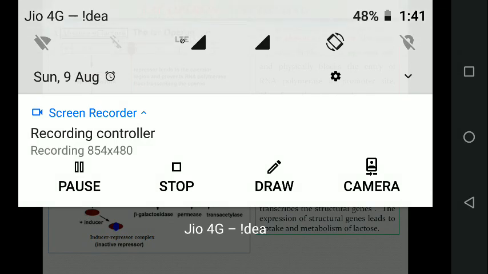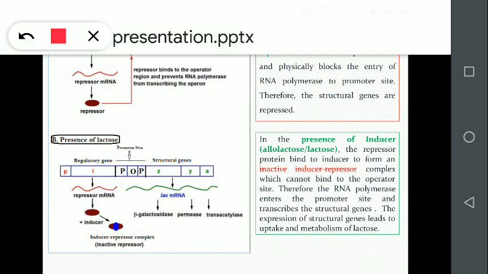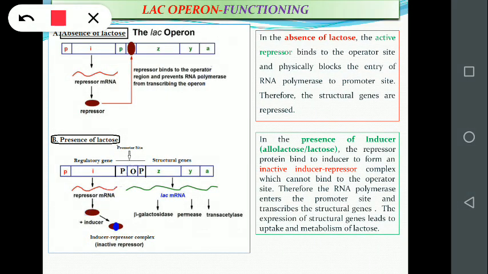We have two situations. The first one is the absence of lactose: what happens in the absence of lactose, and how the structural genes are switched off. And the second situation is how the presence of lactose will switch on the genes. So now we will see the absence of lactose first. In the absence of lactose, what happens?